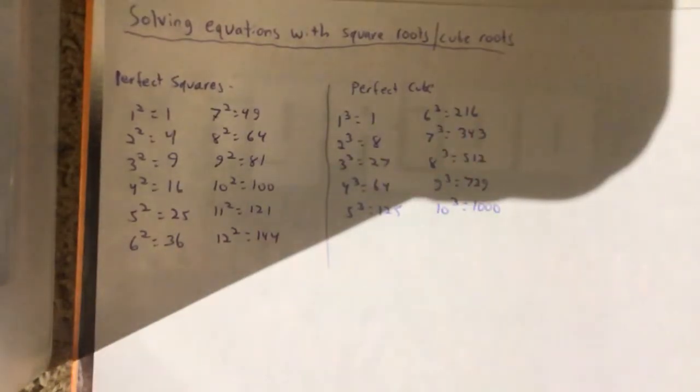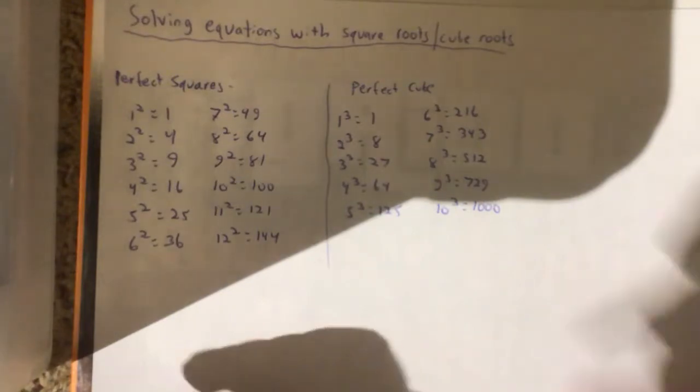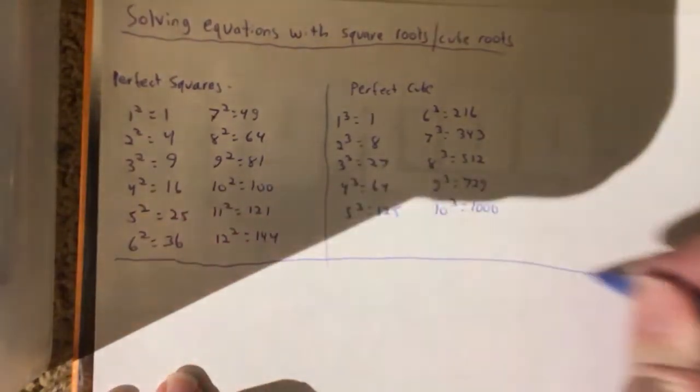So those are our perfect squares and perfect cubes, and they're going to help us because most of the questions you'll see will involve an answer that gives you a non-decimal. There are occasions where you'll get decimal or fractional answers, but you just use your calculator. So perfect squares, perfect cubes.